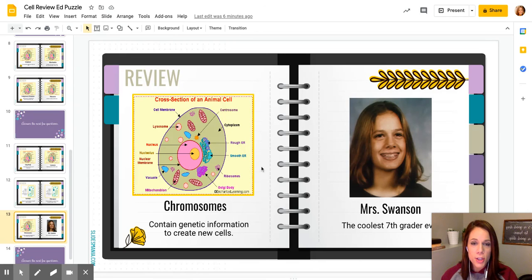Okay, and this is your little treat here. This is Mrs. Swanson when she was in 7th grade and in middle school. So if you're feeling bad about yourself, if you're feeling a little down because of quarantine and COVID-19's got you feeling a little blue and kind of moody, look at that picture. That should make you feel better about yourself. Okay.